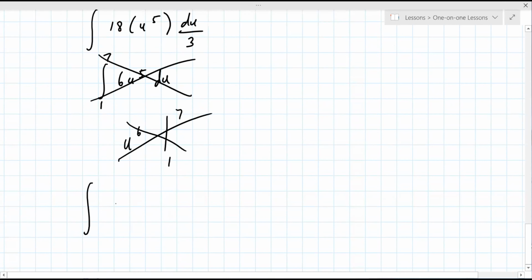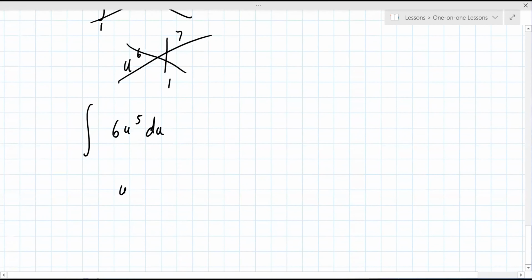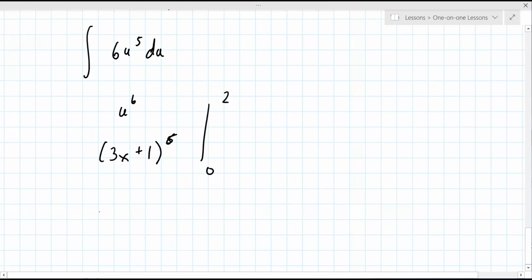It's the integral of 6u to the fifth du. So the antiderivative is u to the sixth, and u is really 3x plus 1 to the sixth. And then you're evaluating it from 0 to 2. So it's 3 times 2 plus 1 to the sixth minus 3 times 0 plus 1 to the sixth.